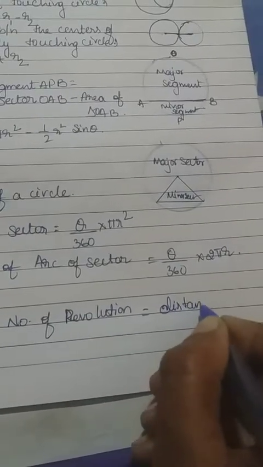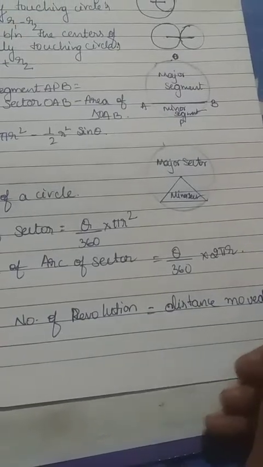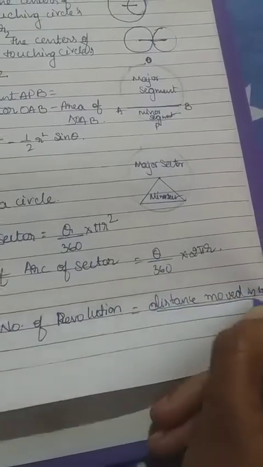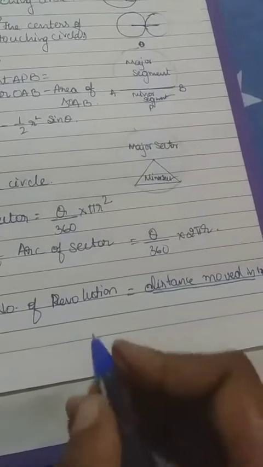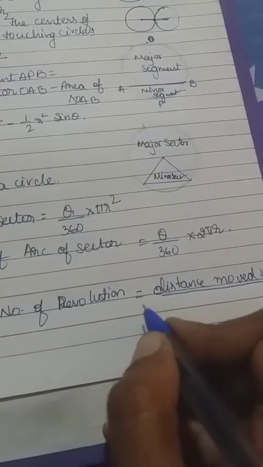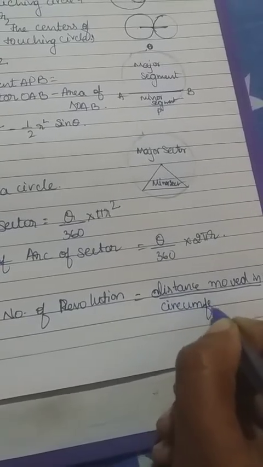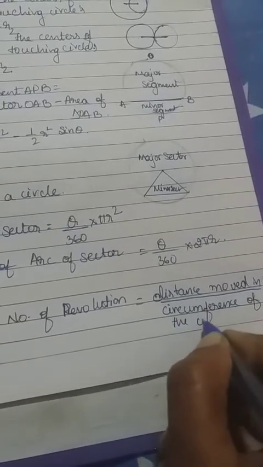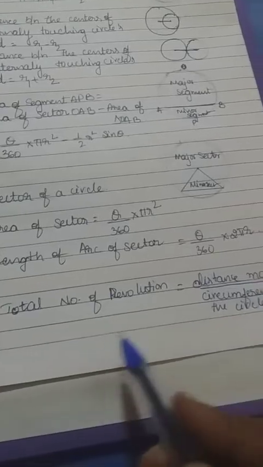divided by the circumference of the circle. Note down, it is the distance moved in 1 minute, divided by the circumference of the circle. So this is about the total number of revolutions.